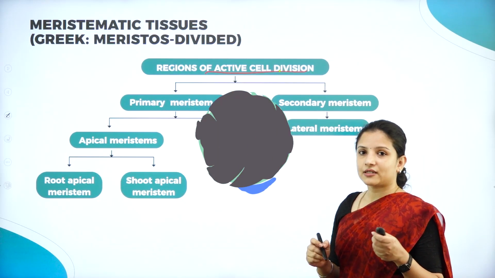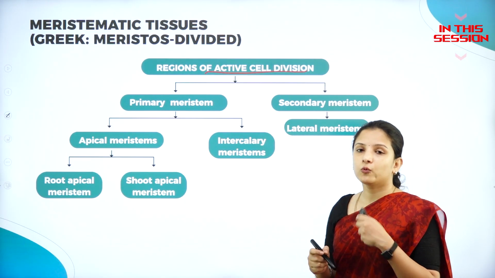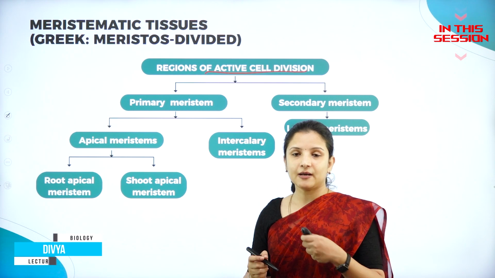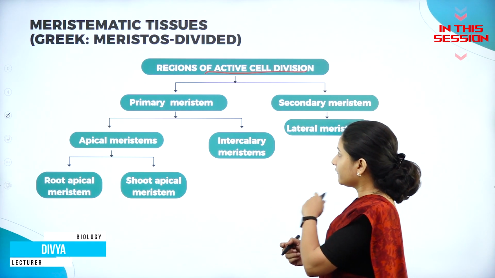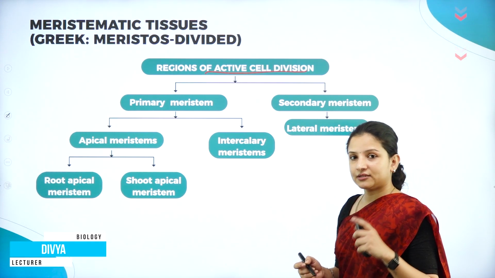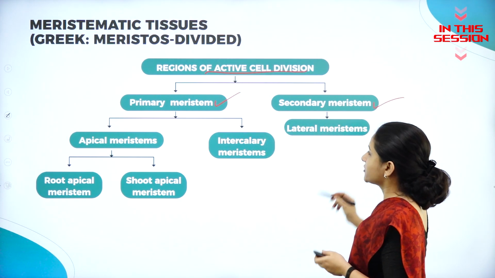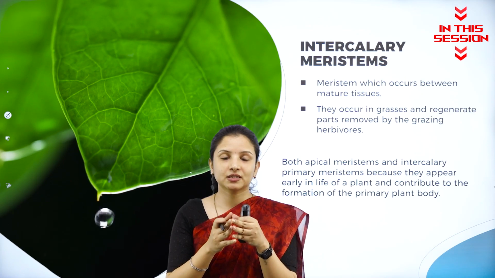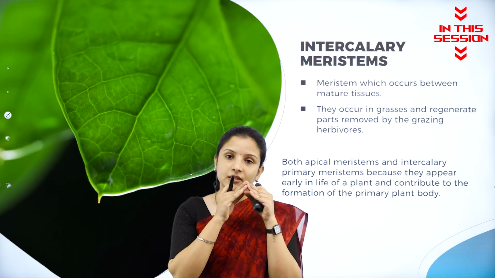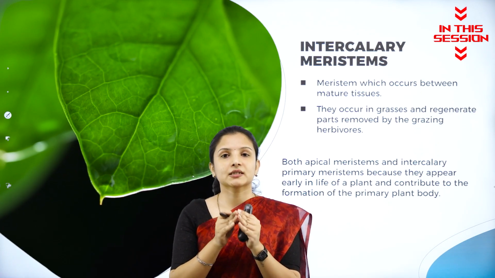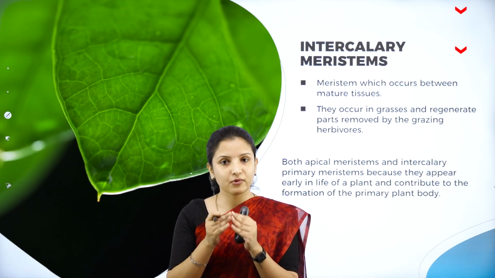So what is meristematic tissue? It is nothing but the region where actively dividing cells are present. This meristematic tissue is again divided into primary tissue and secondary tissue. The first formed meristems are present in the tip of the root. It is present in the axils of the stem or the tip of the stem.